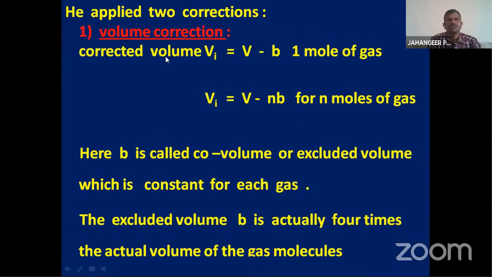One of the corrections is the volume correction. What is the corrected volume? Vi, the ideal gas volume, is equal to V, the total volume, minus b, where b is a constant for 1 mole of gas, and Vi is equal to V minus nb for n moles of gas. Here b is called the co-volume or excluded volume, which is constant for each gas.